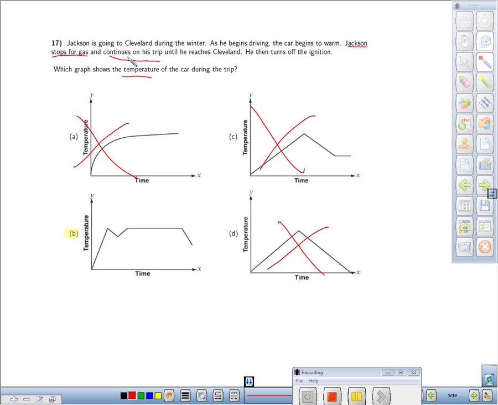it says he continues on the trip till he reaches Cleveland. Once you get a car up to speed and tend to maintain that speed, your car will reach a temperature that it'll maintain. And then it says once he gets to Cleveland, he turns the ignition off. That's when the temperature should go back down. So B is the one we want.